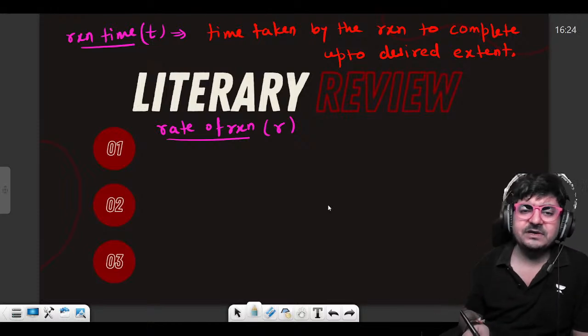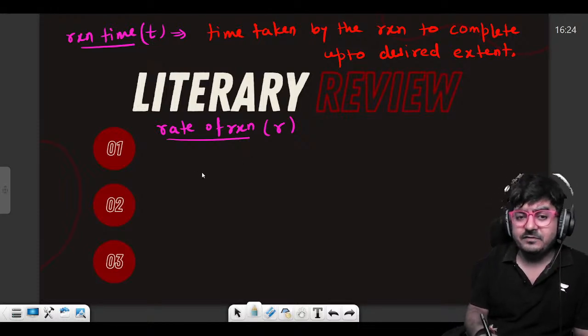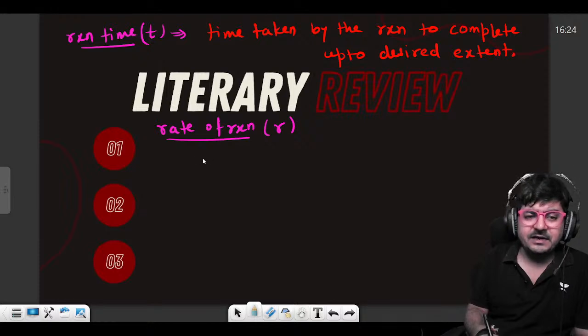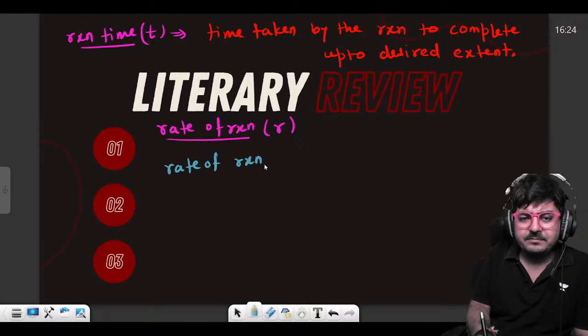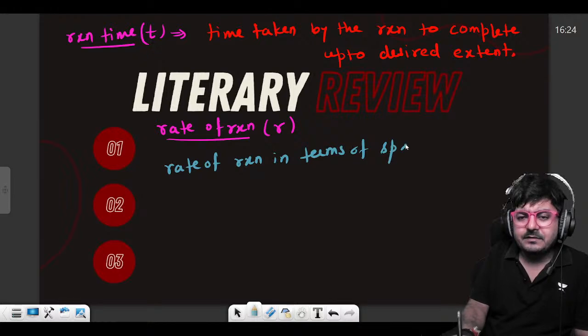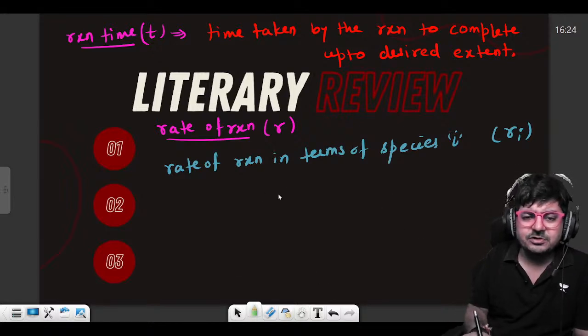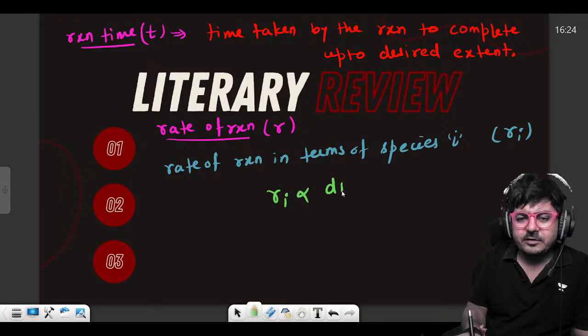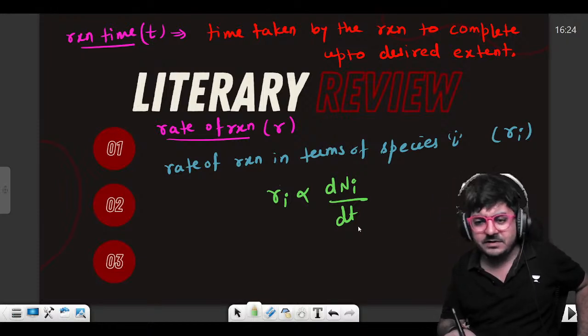But for calculation purpose and everything, we can also define the rate of reaction in terms of components participating in the reaction. ठीक है. उसका क्या कॉन्सेप्ट है वो भी हम आज बात करेंगे. तो रेट ऑफ रिएक्शन इन टर्म्स ऑफ species I can be denoted as Ri. And you guys know that this Ri is proportional to rate of change of moles of component I. So here we use the capital N symbol to represent moles.